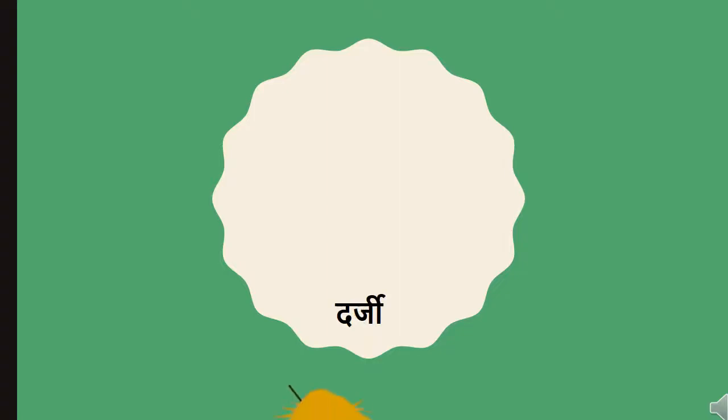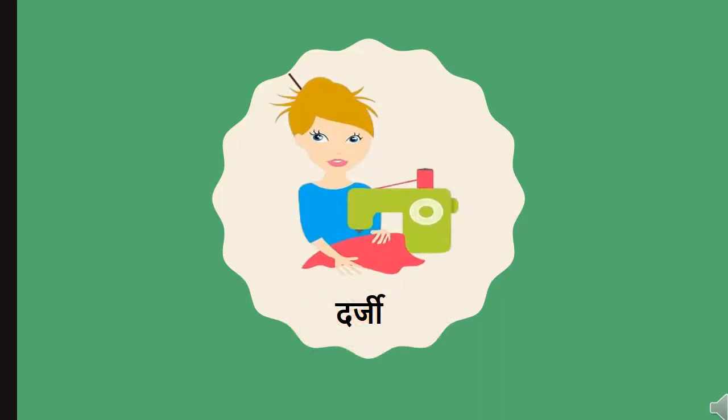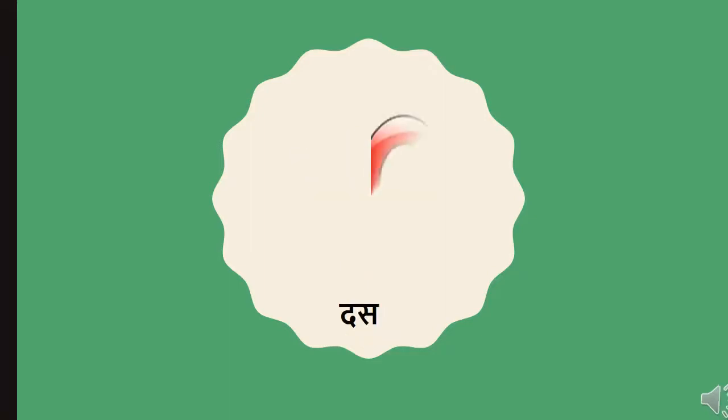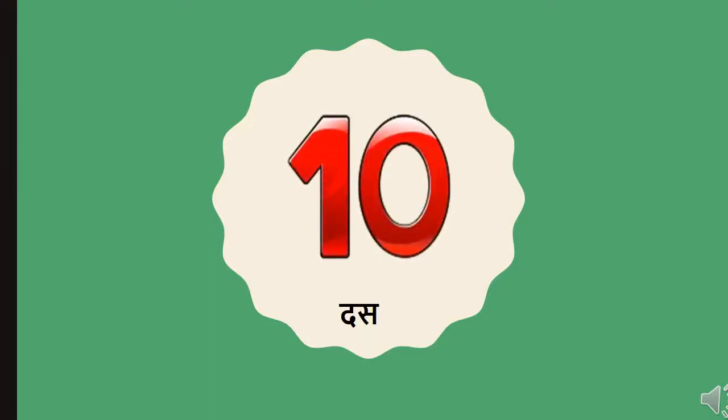The se darji. The se darji. Darji means tailor who stitches our clothes. The se dahi. The se dahi. Dahi means yogurt. The se das. The se number das. Let's say in Hindi. Ek, do, teen, char, panch, che, saat, aath, nau, aur das. Das means number 10.